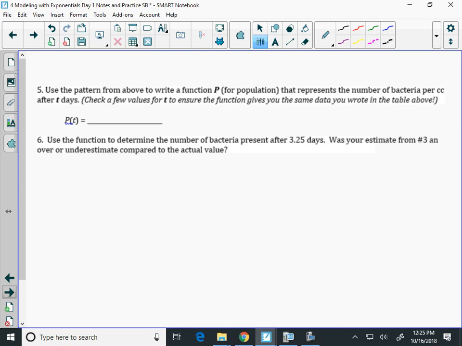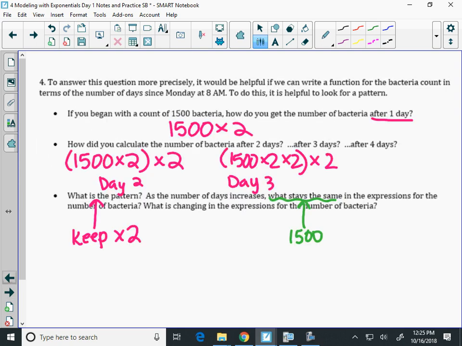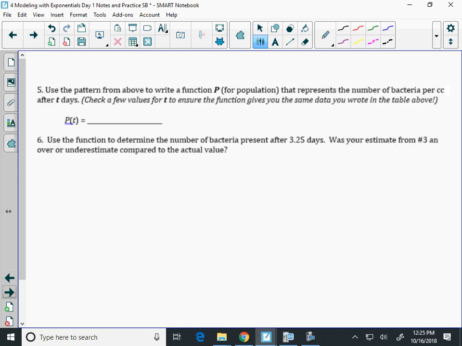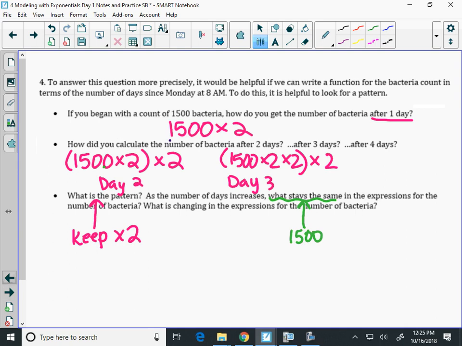So I'm going to take what we had here. Each one of these started with 1500, right? So that's how I'm going to start my equation. In the next part, I'm going to say P of T is 1500. That was at least the part that stayed the same. And then in each one of these formulas, after the 1500, we multiplied it by 2.